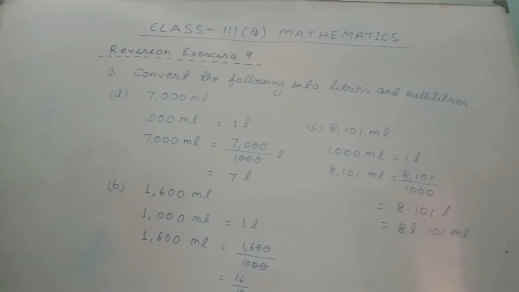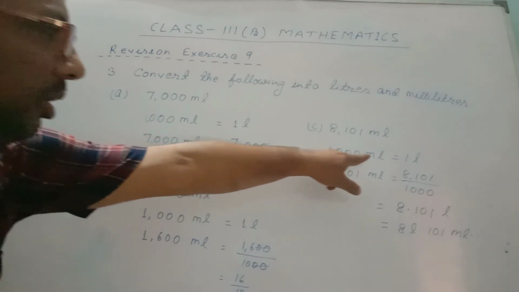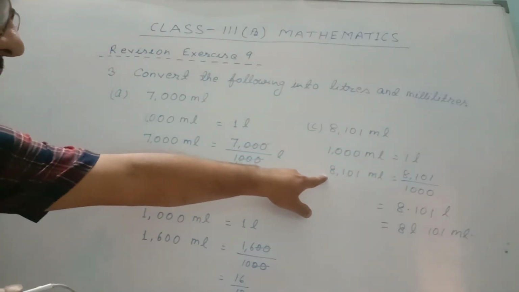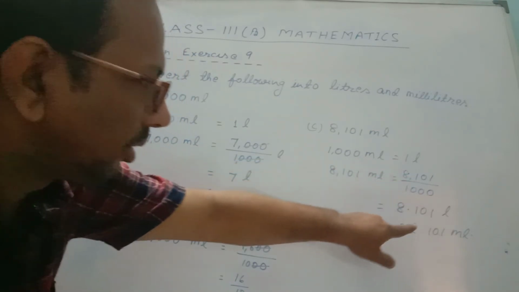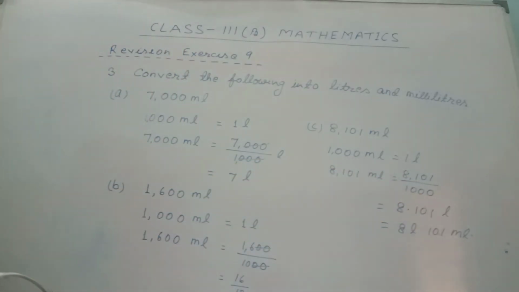Now come to question number C, that is 8101 milliliter. We are asked to change this into liter and milliliter. I wrote 1000 milliliter equal to 1 liter. Therefore 8101 milliliter equal to 8101 by 1000. So here in the numerator there is no 0 at last, so we cannot cancel the 0.